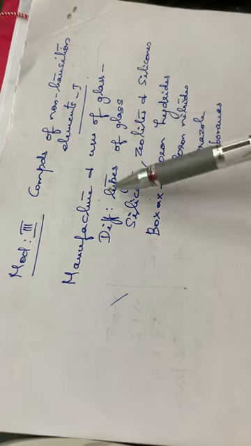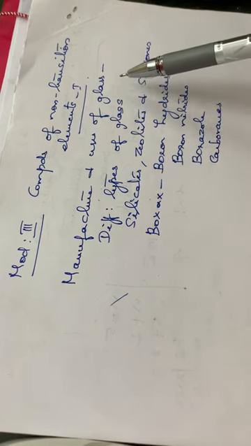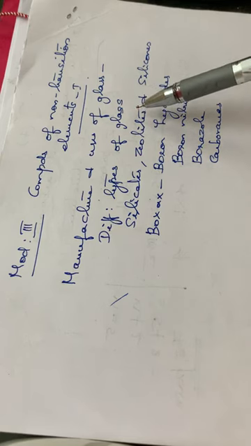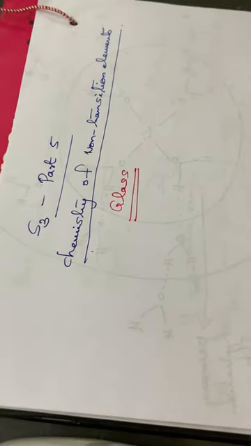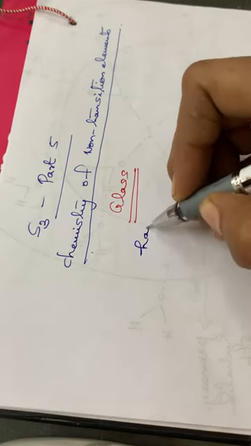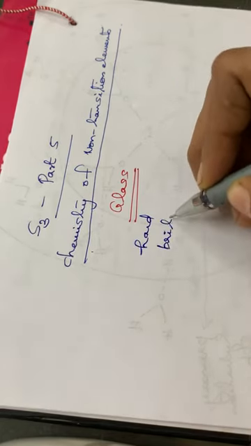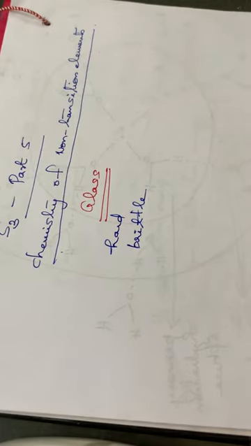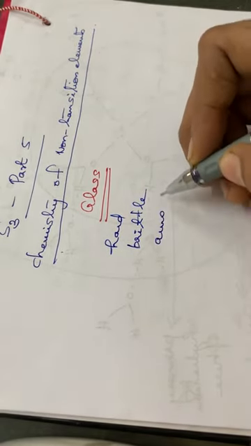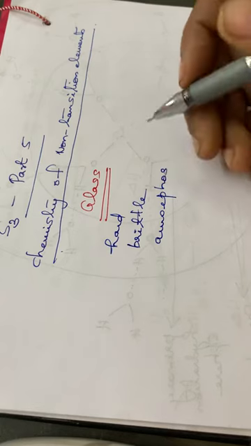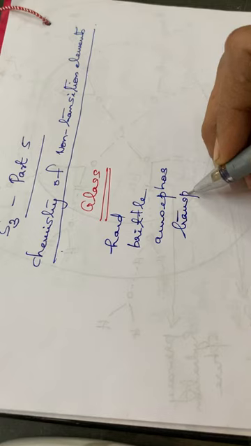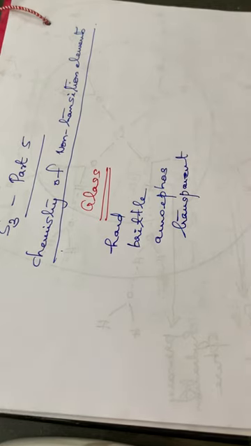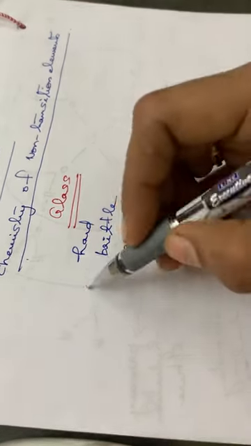So first we can go through the manufacture and use of glass and the different types of glass. Next is glass. As you know, glass is a hard as well as brittle substance. Brittle means easily breakable. So it is hard, brittle, amorphous, and transparent. These are some of the characteristic properties of glass.